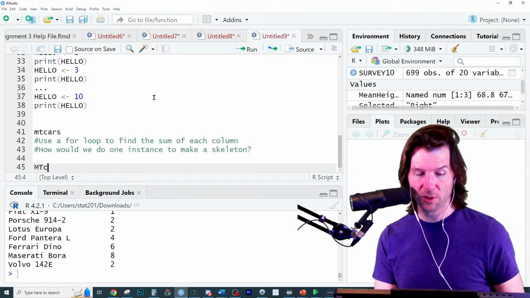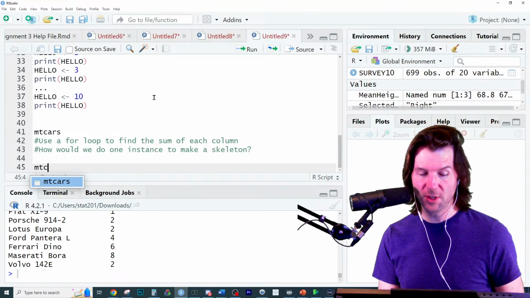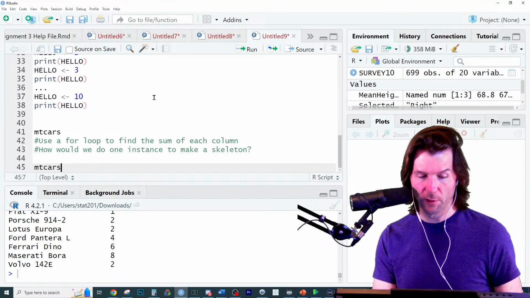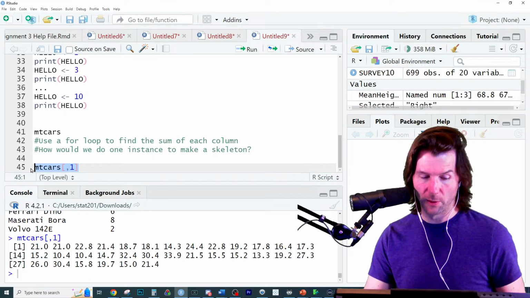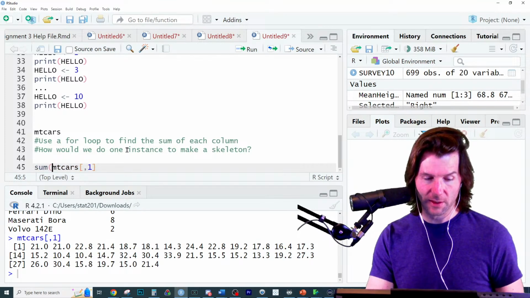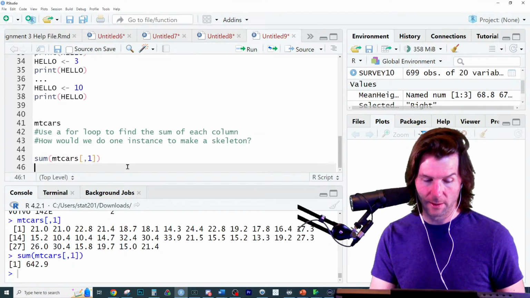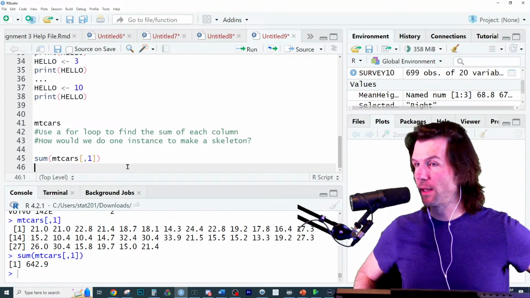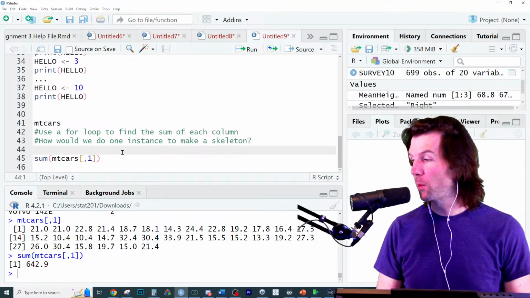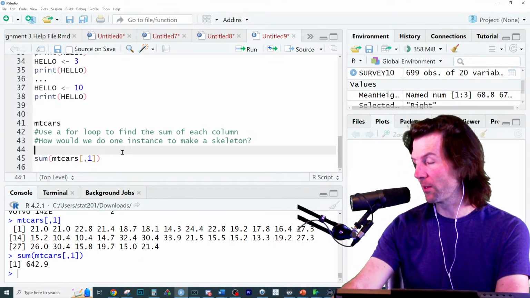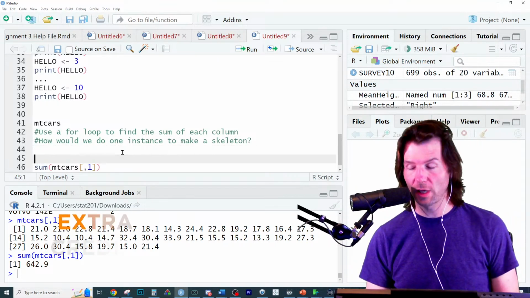To find the sum of the first column, we go to empty cars and we go to the first column right here. There's the first column of data, rows, columns. And then we find the sum of the first column. Does that make sense? That is the sum of the first column. Now think about this: what needs to change? Nice job right there, Sloan. So now what needs to change?